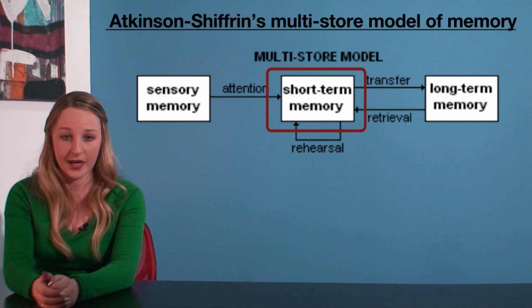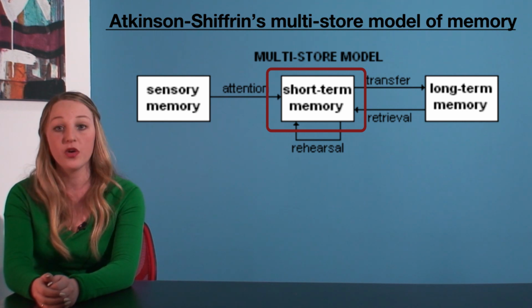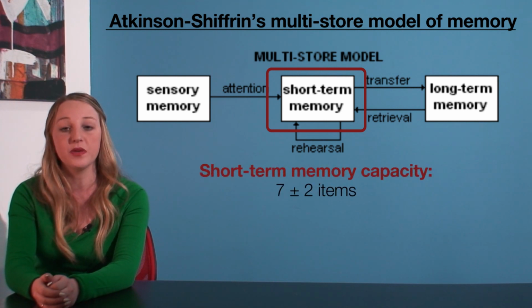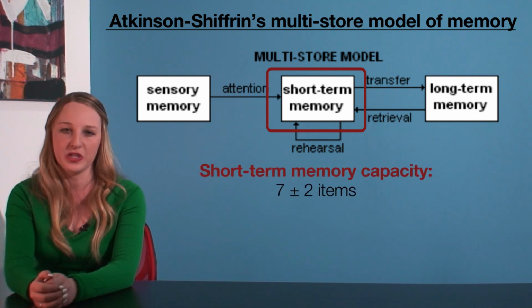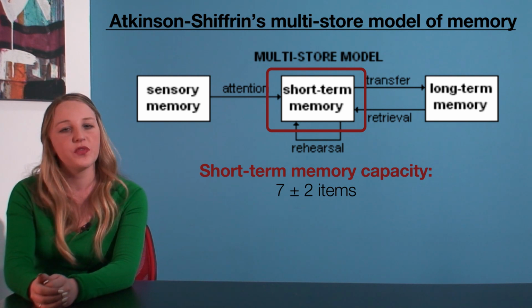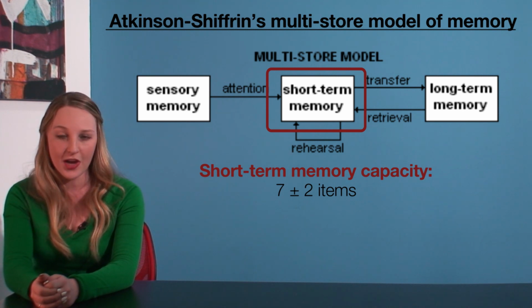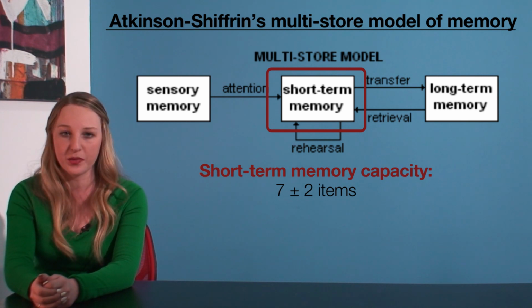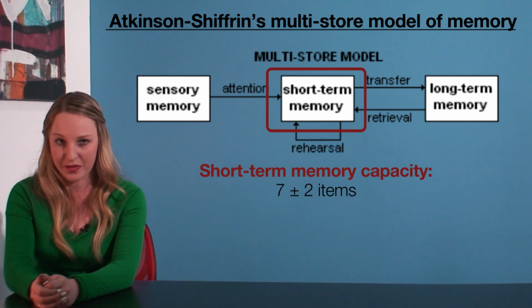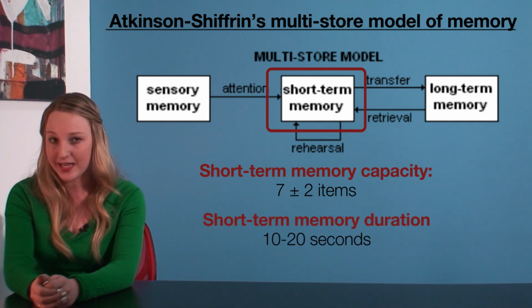Unlike sensory memory, the capacity of short-term memory is not almost endless. Rather, its capacity tends to be roughly 7 plus or minus 2 items. That is 5 to 9 items. So if you asked 100 people to try to remember a long series of numbers, the majority would probably be able to remember the first 5 to 9 of them. And the duration of short-term memory is about 10 to 20 seconds.